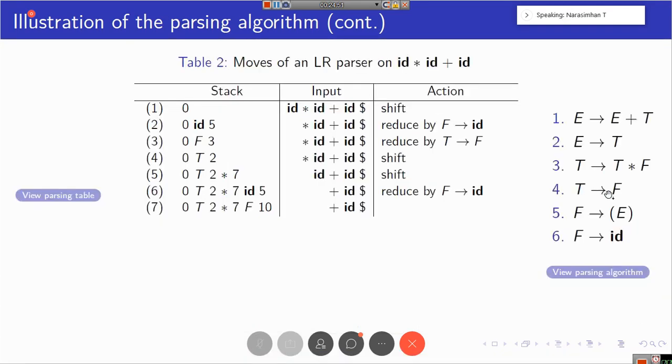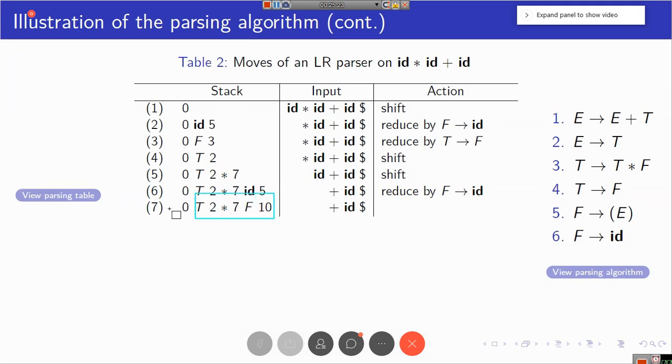What is R3? You need to reduce using T star F. Now see here, the right hand side is T star F. That means you have 3 symbols, so you need to pop 6 symbols. What are the symbols to be popped? 7, F, star, 2, T. This many symbols will be popped.